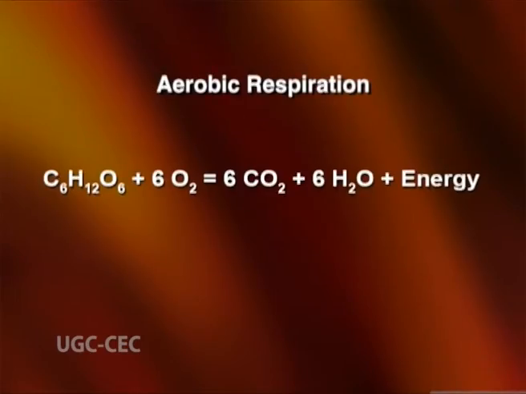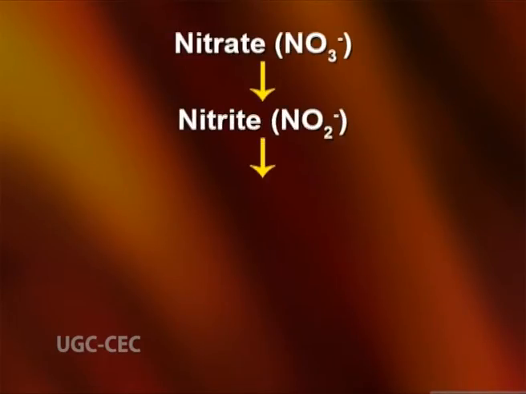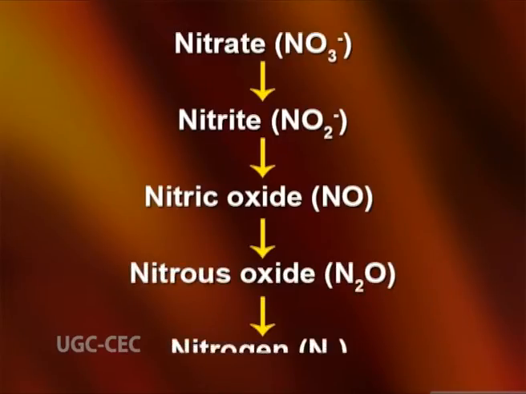In aerobic respiration, as in case of humans, organic molecules are oxidized to obtain energy while oxygen is reduced to water. In the absence of oxygen, any reducible substance such as nitrate could serve the same role and can be reduced to nitrite, nitric oxide, nitrous oxide and nitrogen.